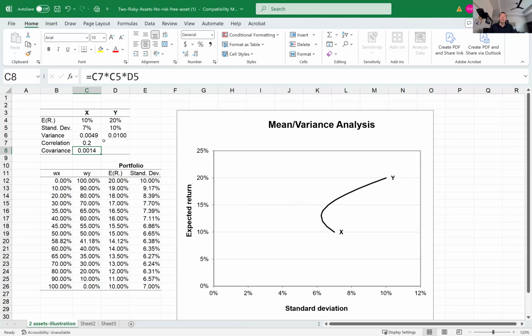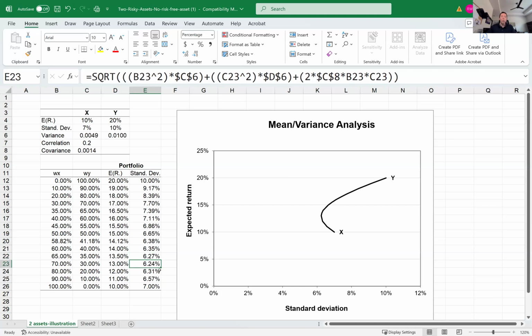Let's suppose we want to ask, where is the minimum variance portfolio here? In other words, what point on here is as far to the left as we can go? We could look at this and make a guess, probably somewhere around here. What is the weight on X and the weight on Y? I don't know exactly where it is. I could look for the smallest number, and it looks like it's about right there, 6.24%, when I've got 70% of my money in X and 30% in Y. That's probably pretty close, but if I want to find out exactly, we can do that with Solver.